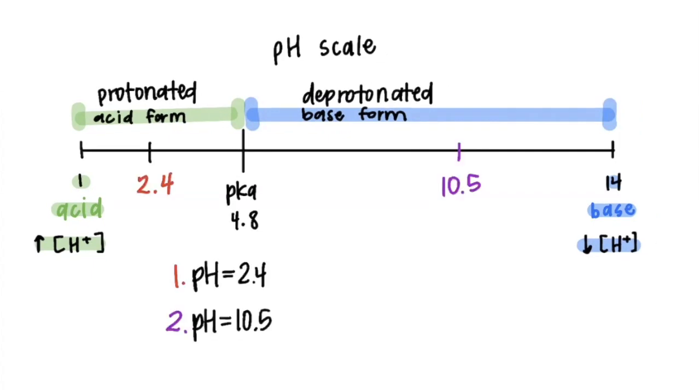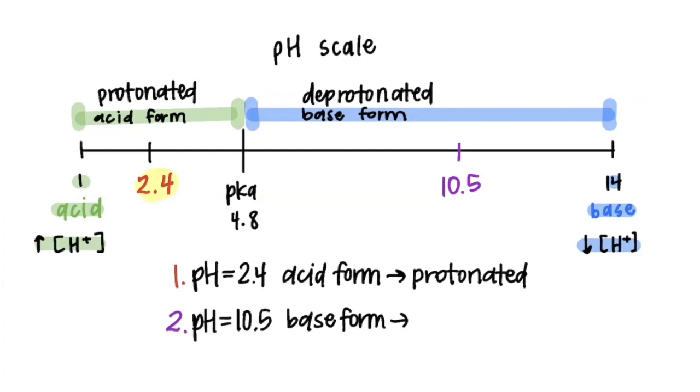Now let's see what would happen to the structure if we were to put an amino acid with a pKa of 4.8 in an environment with a pH of 2.4. Because it's to the left of that pKa, it is going to be in the acid form. Because it is in the acid form, it wants to donate protons, so it is going to be protonated. Now, if we take a look at a pH of 10.5, because it's to the right and it is in the base form, it wants to accept that proton and be ready for it, so it is going to be deprotonated.